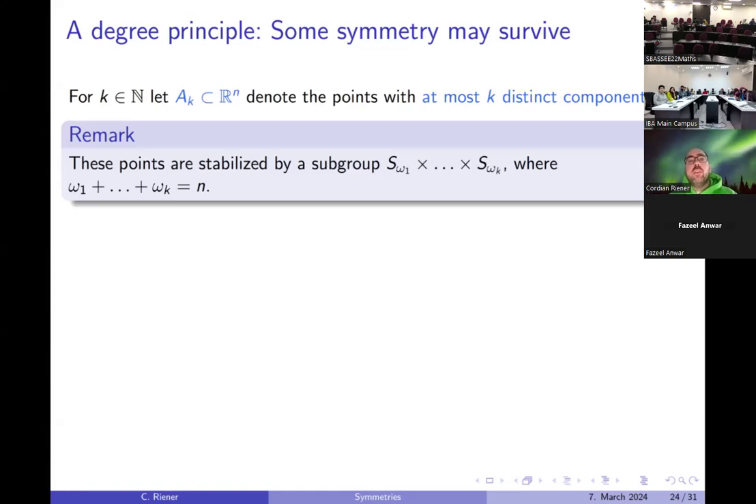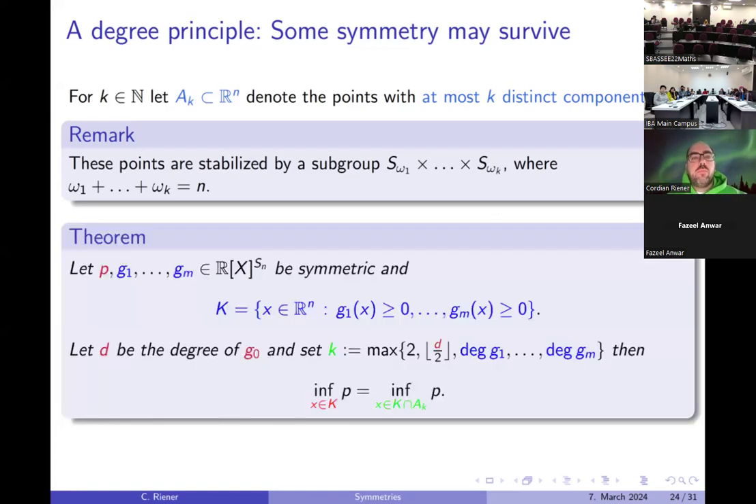So in other words, these are points that are not stabilized by the full symmetric group, but they are still stabilized by a big subgroup of my symmetric group. Okay, so there's a very nice theorem that I'm a little bit proud to mention.